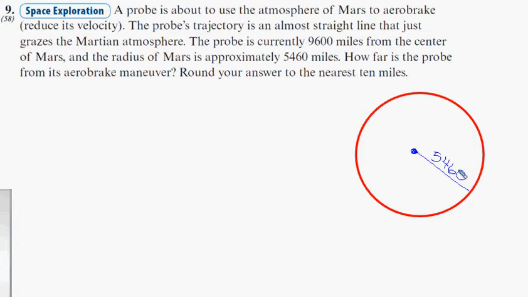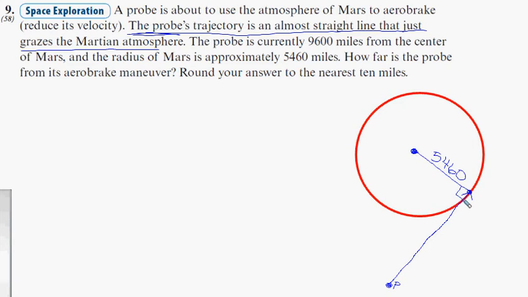And we've been told that the probe's trajectory is an almost straight line that just grazes the Martian atmosphere. Okay, people, this sentence right here implies a tangent line. Because here we've got the probe, right? The probe is heading towards Mars, and it's just going to graze the Martian atmosphere. If it's just going to graze that, it's going to touch it at one point, so we can say that this is going to be a tangent line.